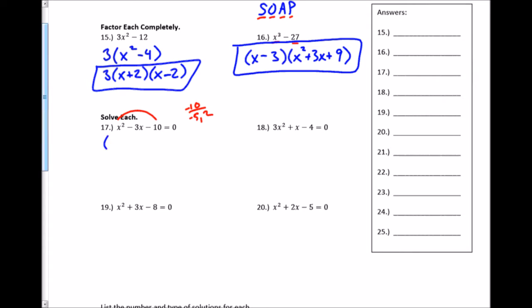So now that's going to factor into an x minus 5 and an x plus 2. And now for solving, I just set each factor equal to 0. And this gives me two pretty simple equations to solve. Here I add the 5 to each side, so I find out that x equals 5. Here I subtract the 2 from each side, so I find out that x equals a negative 2.